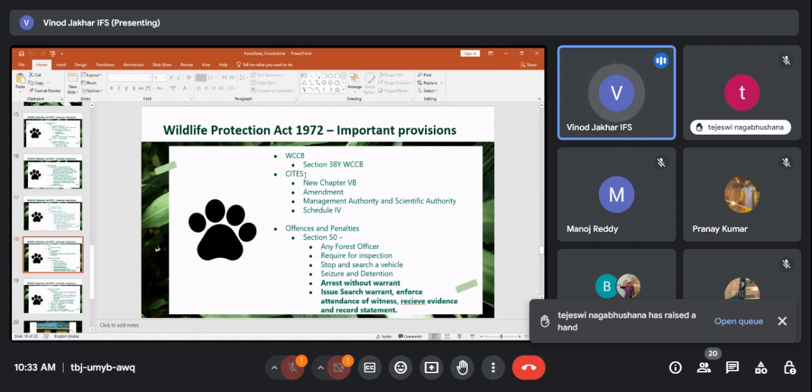Earlier, there was a criticism of the Wildlife Protection Act that CITES provisions are not included, but now they have been included. There is a management authority and a scientific authority. They have also been established. And a new schedule has been added. So this is the major change that has been done through this amendment.